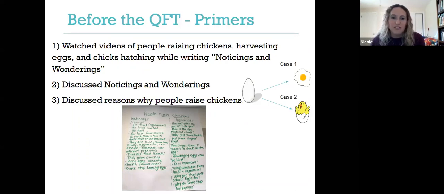And we shared our noticings and wonderings. And then we also discussed why people would even raise chickens. And you can see on the bottom, that's a chart of what students came up with: noticings and wonderings and why people might raise chickens. So we started with just why are people raising these chickens and what happens.